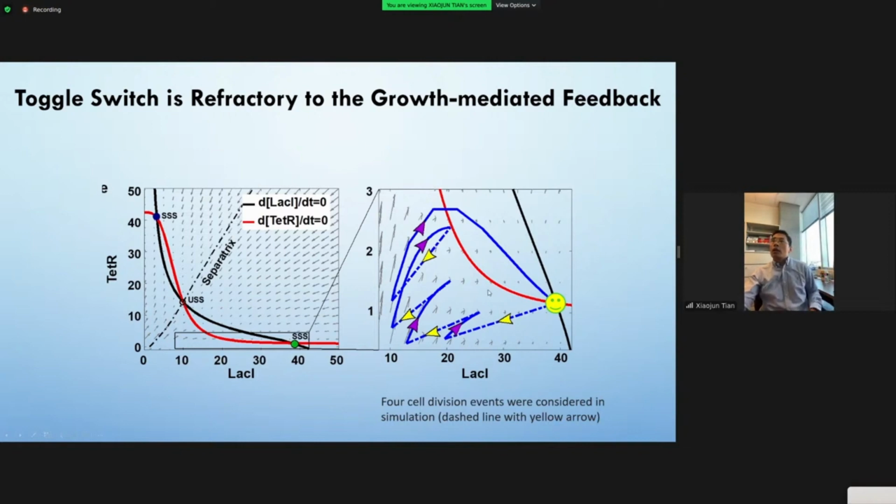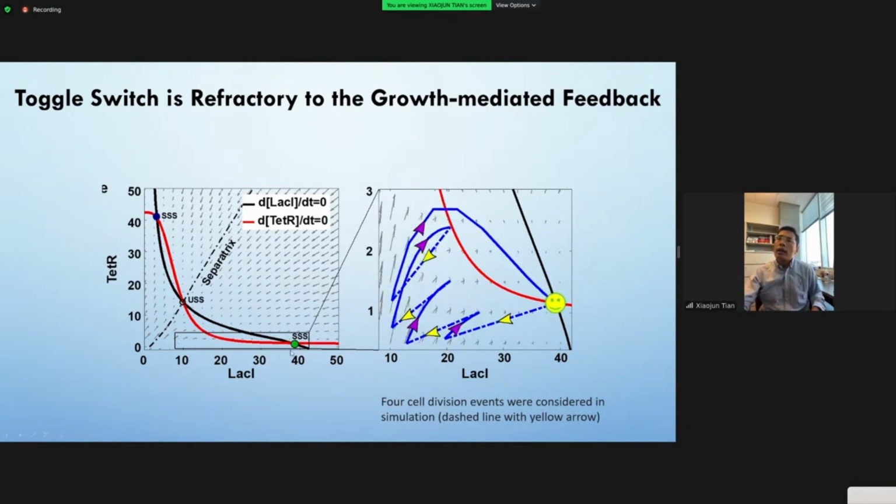Okay, now let's do the simulation by setting the cell at this on state, and then give four cell divisions and see how the system goes. When the cell divides, the cell growth will dilute both variables, both tetR and lacI, right? So the arrows will go down to the left bottom corner. Then the system will try to recover back, and then have the second cell division and try to recover back. After four cell divisions, you can see that the cells are still in this domain.